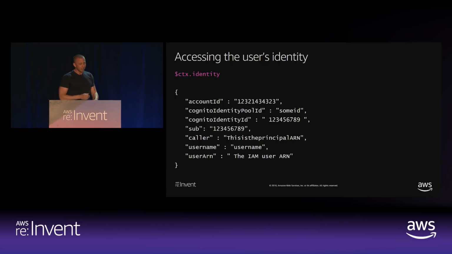So we talk about accessing the user's identity. What's exactly in the identity? This is a very important thing because most or all applications rely heavily on working with identity and authorization. The context.identity has different properties depending on how they're authenticated, but these are the main things that you're going to see. The two things that you might use for unique identifiers are the sub and the username. But you can also get information about the principal ARN, the caller, the Cognito identity ID, Cognito identity pool ID, and account ID.